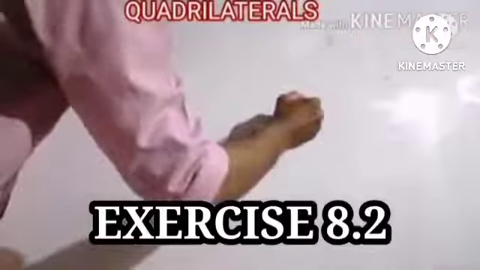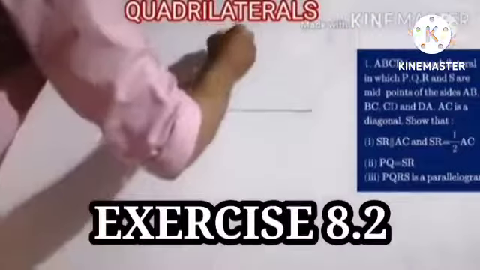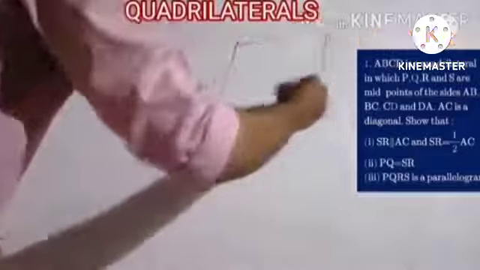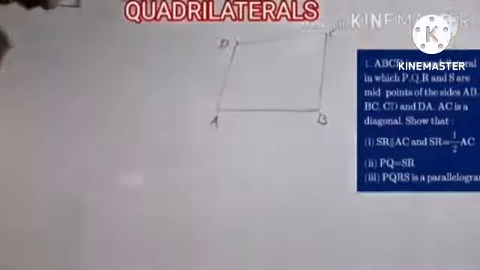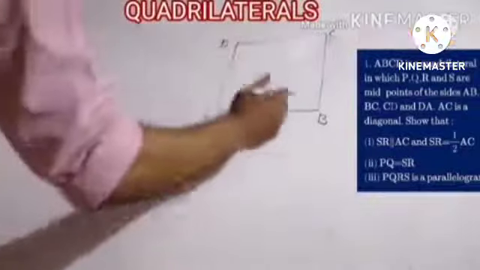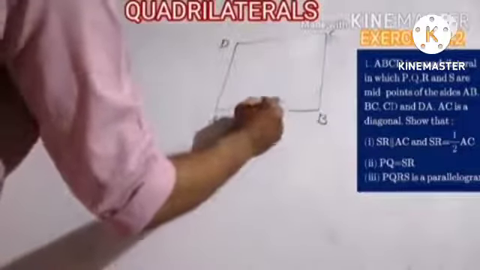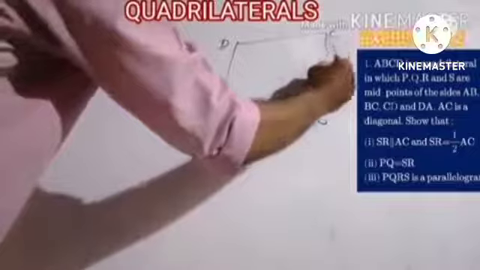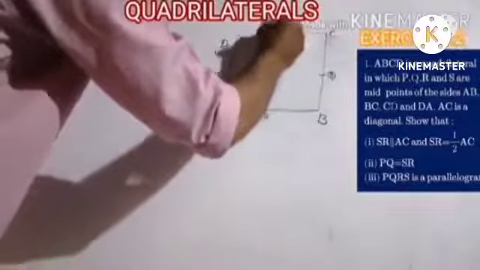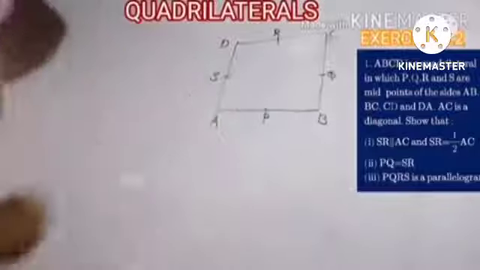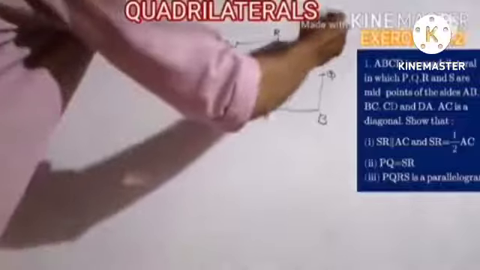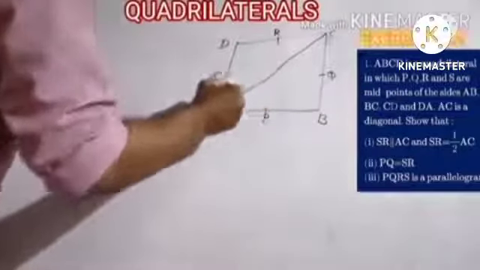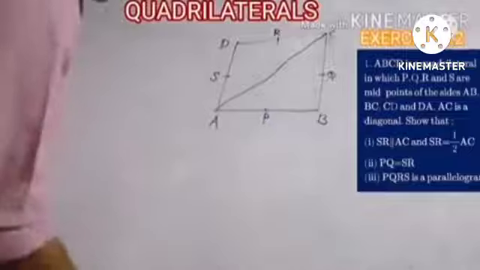So let's start. Given a quadrilateral ABCD. P, Q, R and S are the midpoints of AB, BC, CD and AD respectively: midpoint of AB is P, midpoint of BC is Q, midpoint of CD is R, midpoint of AD is S. Also AC is a diagonal, which is given.